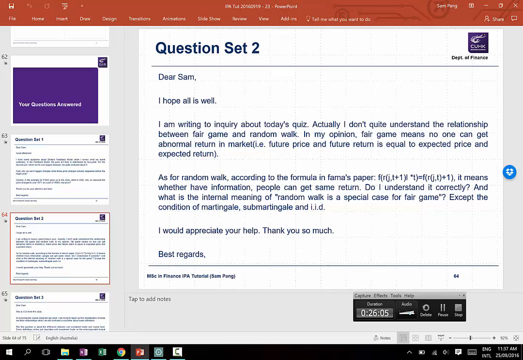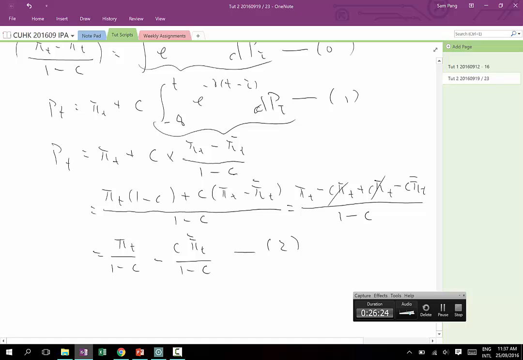Now, there are 3 questions here, I think. So one is, what is fair game, first of all, and second, what's going on with that equation in Farmer's paper, number 2, and number 3, what does it mean random walk is a special case of fair game? Now let's tackle these one by one.